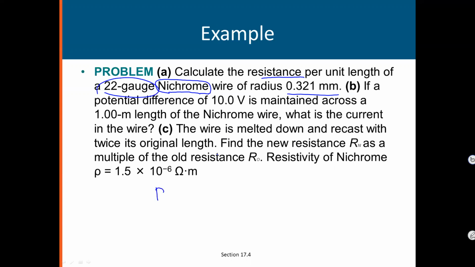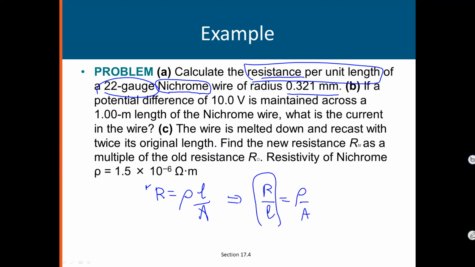Okay, we learned some formula here. The resistance is equal to resistivity times length divided by area. We are asked to find not really the resistance, but the resistance per unit length. In other words, we are asked to find this. Do you understand that?